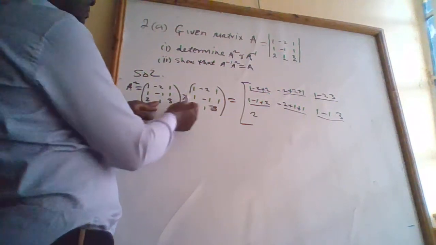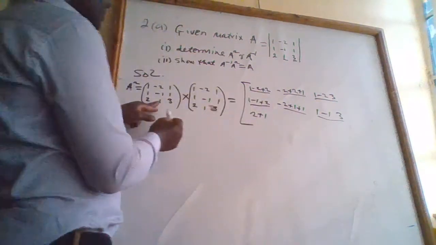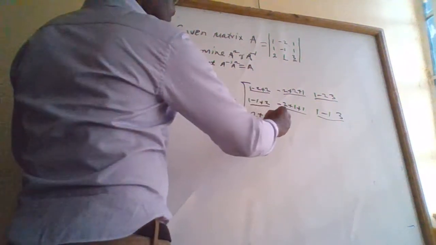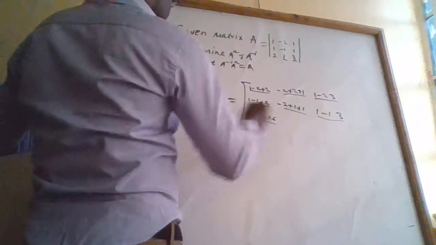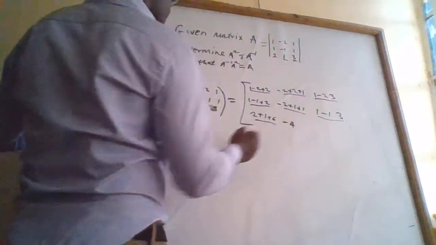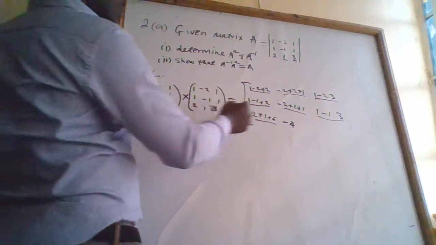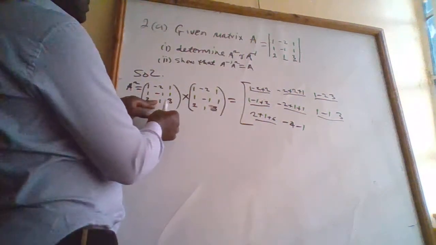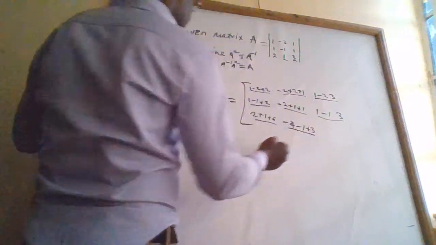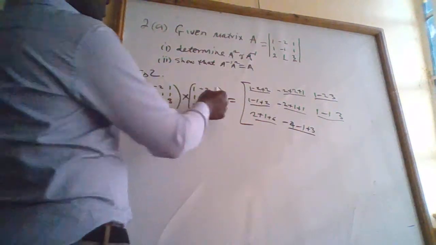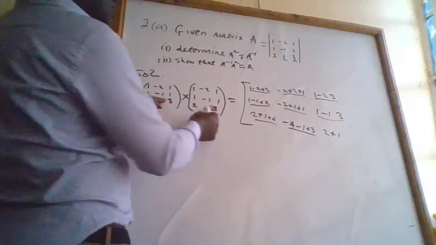Then we have 1 times 1, we have plus 1. 3 times 2, plus 6. Then we move on. 2 times negative 2, we have negative 4. 1 times negative 1, minus 1. 3 times 1, we have plus 3. Then lastly we have 2 times 1, we have 2. 1 times 1, plus 1. 3 times 3, plus 9.